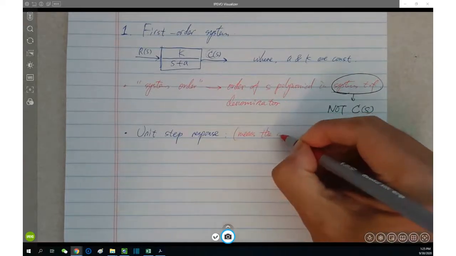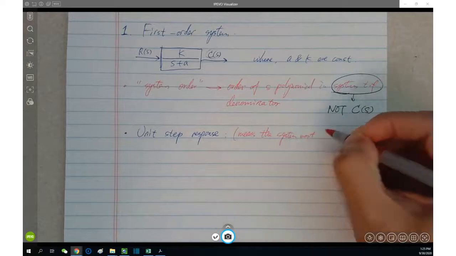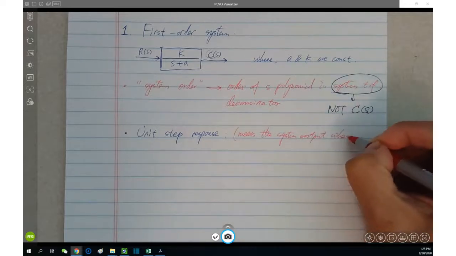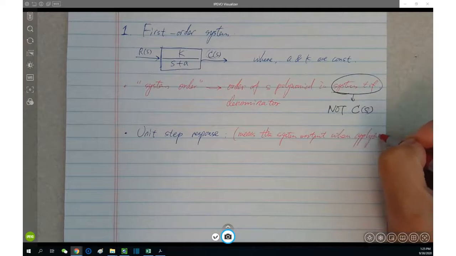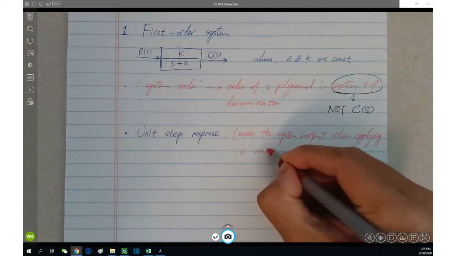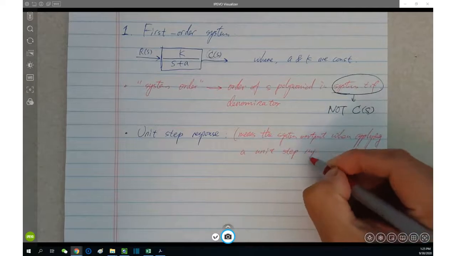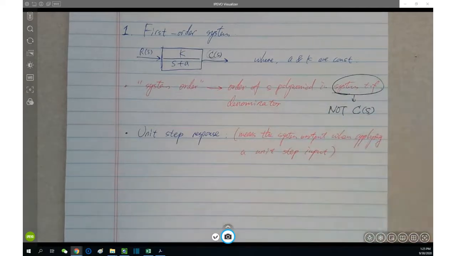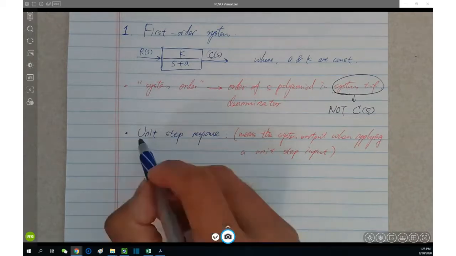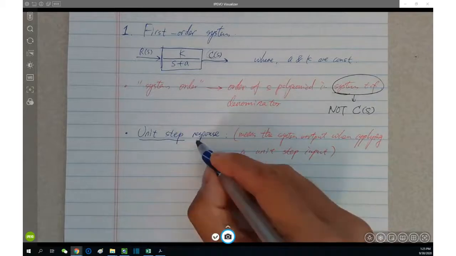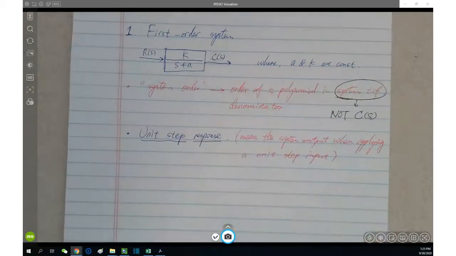the system output when applying a unit step input. Okay, this is the correct understanding. Not difficult. So unit step means what? The input. Response means the resulting output.